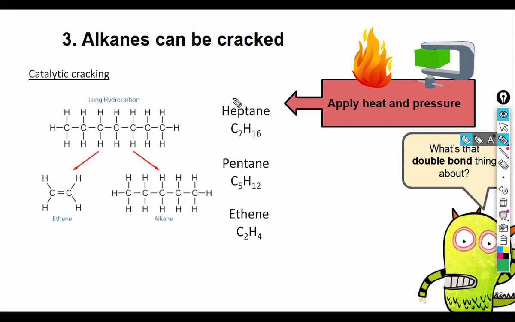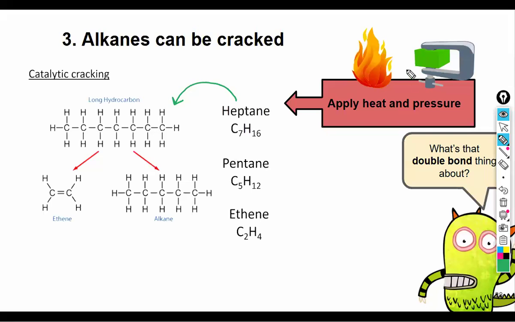So let's say that you have something called heptane. Heptane obviously, remember, means 7. If you look at the table, 1, 2, 3, 4, 5, 6, 7. And it follows the formula C7H16, right? Believe me, that is an alkane.